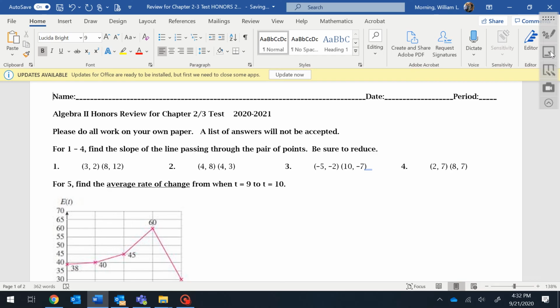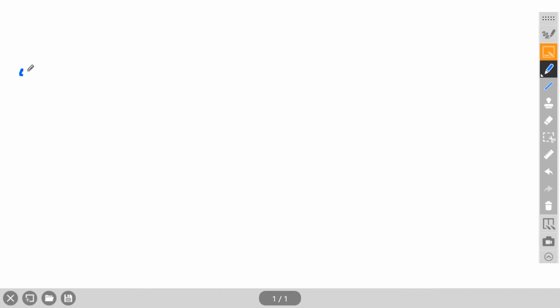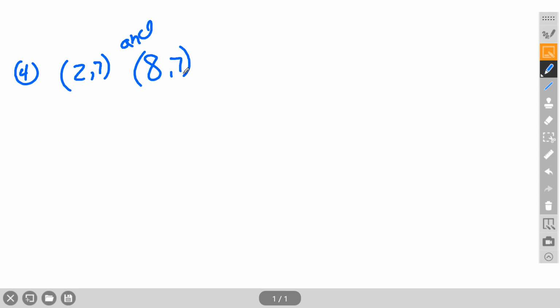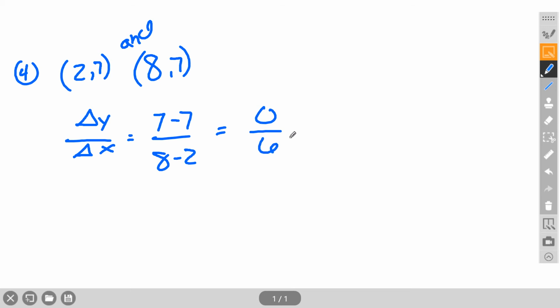Alright, and then number 4, 2, 7, and 8, 7. Same thing, delta y over delta x. So I have 7 minus 7 over 8 minus 2. So I have 0 over 6, which is just 0. 0 in the numerator, the slope is 0. So number 4, the slope is 0.